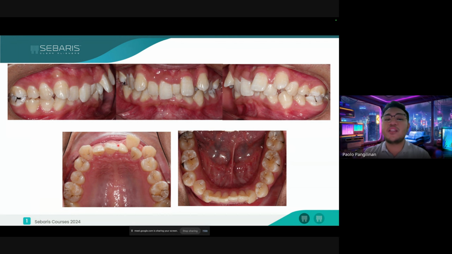I might have to create space, right? Once I create space, perhaps I'm going to align. And then on the next phase of my staging, I'm going to manipulate. What's my main problem? That's deep bite. So I'm going to have to intrude. And then conclusion, perhaps I'm just going to finish the inclinations of the teeth. So staging is something like that.